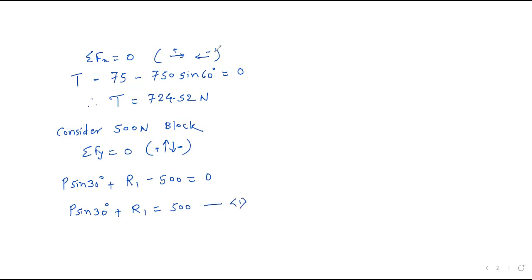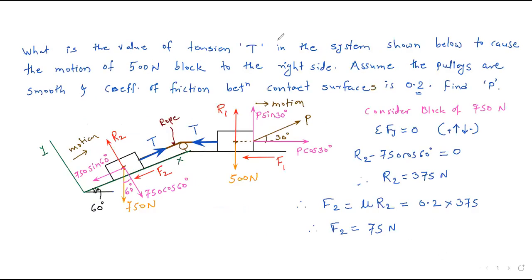Okay. Now if I apply again summation Fx equal to 0, the forces which are moving towards right are plus, forces which are moving towards left are minus. So now you can see here in the summation Fx, this P cos 30, it is moving towards right, it is positive. Then minus F1.